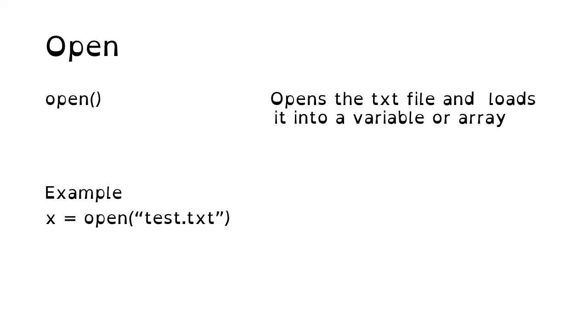Now we have a file, we need to be able to open it in the program. So what we'll use is open, then brackets. Now, in the example below, you have to assign the value of that text file into a variable. So we'll be using the variable x and assigning it to whatever content was in the text file.